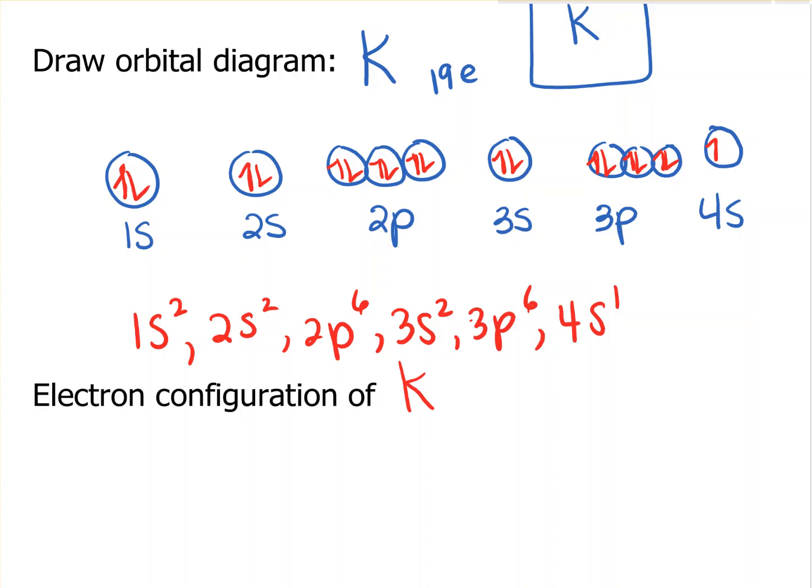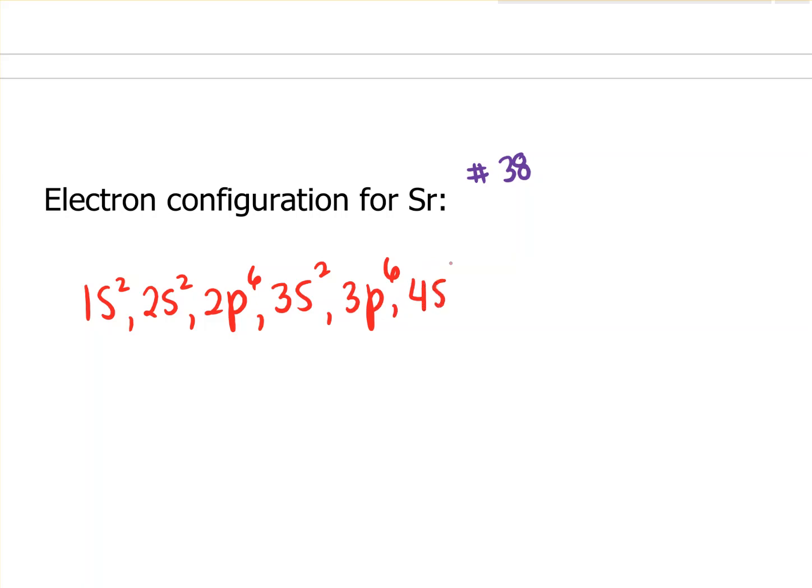Okay, let's try another one. Let's try strontium. It has 38 electrons. I'm following the order from the Aufbau diagram, so after the 3p, I go to the 4s, and it has 2. And then I do the 3d, and it has 10. And then I go to the 4p, and it has 6. And then I go to the 5s, and it has 2.